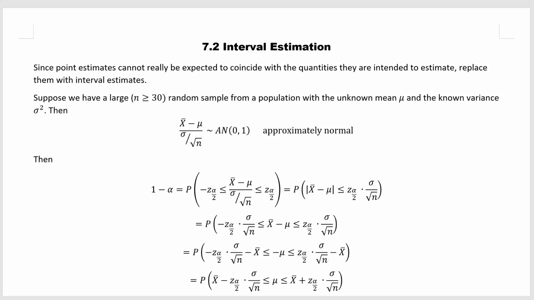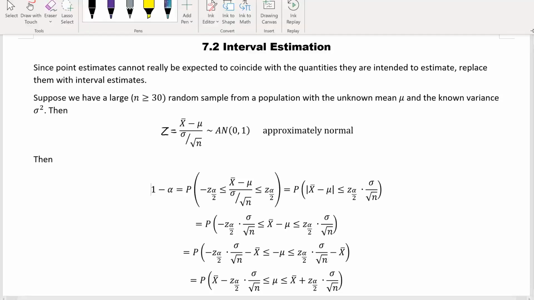Okay, so today we're going to talk about interval estimation. Since point estimates cannot really be expected to coincide with the quantities they are intended to estimate, we replace them with interval estimates. Suppose now we have a large random sample. Large means greater than or equal to 30. Then we use the standard normal distribution to calculate. And suppose we know the population variance sigma squared, then we know that the standardized sample mean is approximately normal.